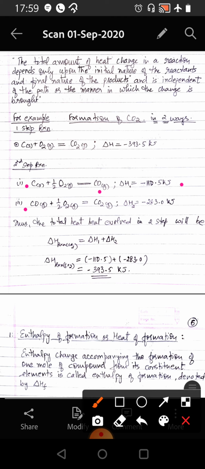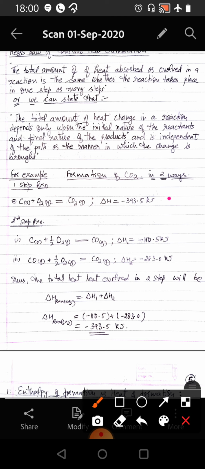And in the second consecutive step, the CO formed in the first step reacts with another half molecule of oxygen giving rise to CO2, and now the heat change is minus 283.0 kilojoules. So, the total heat evolved in two steps is equal to delta H1 plus delta H2, which becomes equal to minus 393.5 kilojoules. So, we see that when the reaction is carried out in one step, the total heat change is minus 393.5, and also when the same reaction is carried out in two steps, even then the total heat change is identical, minus 393.5 kilojoules. This is the proof of Hess law of constant heat of summation.